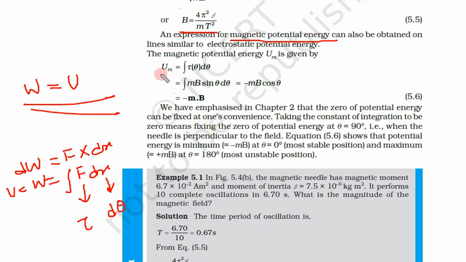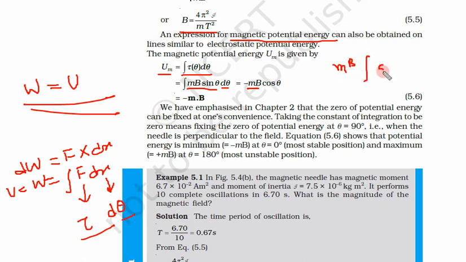So what is the magnetic potential energy? It is the integration of tau theta d theta. This theta is just saying that tau is dependent on theta. So it's the same thing, tau d theta. Let us put the value of tau. Tau is mB sin theta. This is the value of tau, and d theta. When we integrate, this mB is constant, so mB comes out.